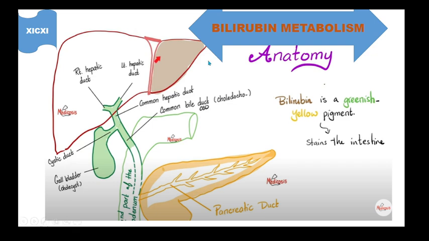So for this bilirubin metabolism, first of all, let's look at the anatomy. This is the liver, this is the gallbladder, this is the biliary system, this is the pancreas, here is the duodenum. Bilirubin is going to be formed in the liver, and then in the liver it is going to be added with bile acid and now secreted from the liver as bile.